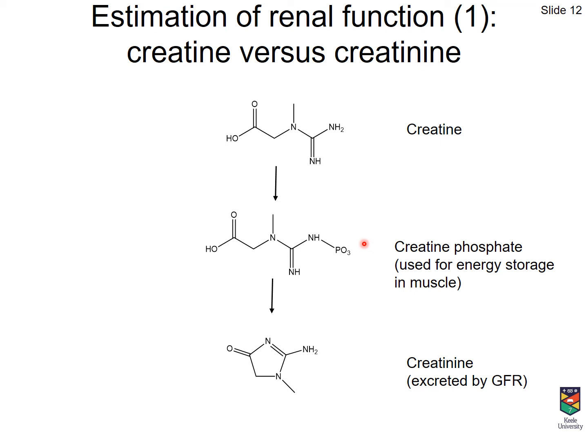Now, what's important here is that the creatine phosphate can decay to produce creatinine. So creatine phosphate can get converted to creatinine, and that is produced by muscle tissue at a fairly constant rate, and it ends up in the plasma. And the other important thing you need to know is that the creatinine in plasma is then cleared or excreted by glomerular filtration in the kidneys. And I'll show you in the next slide how we can combine all this information to measure renal function.